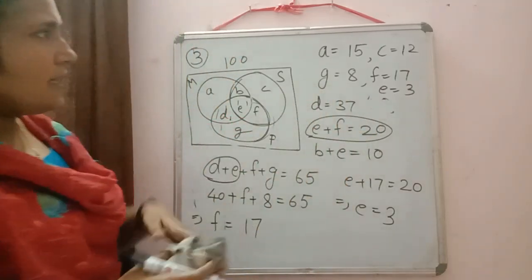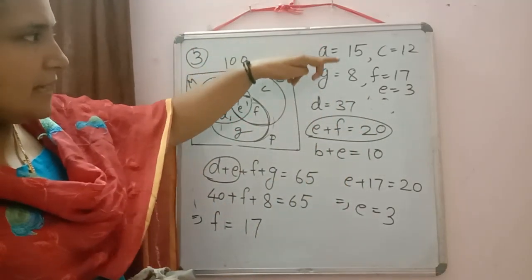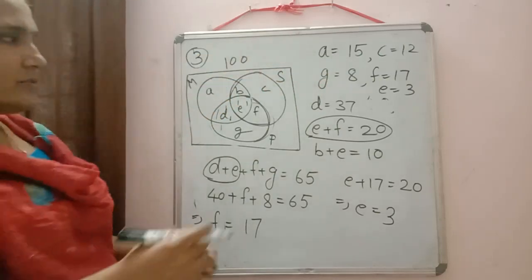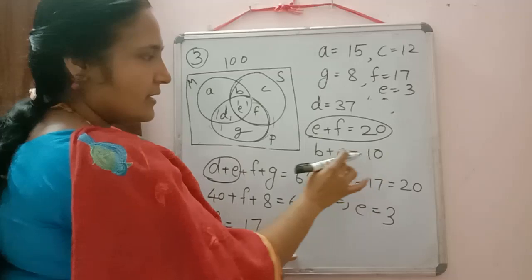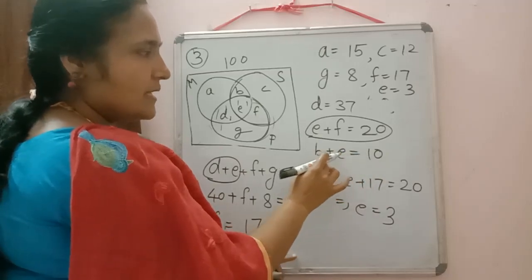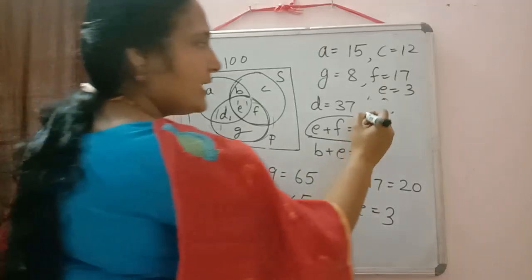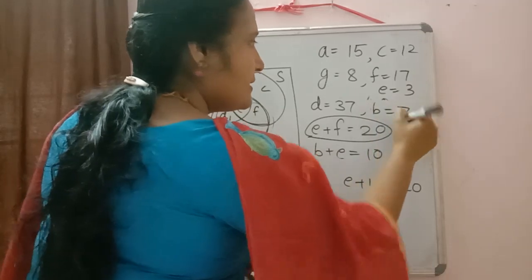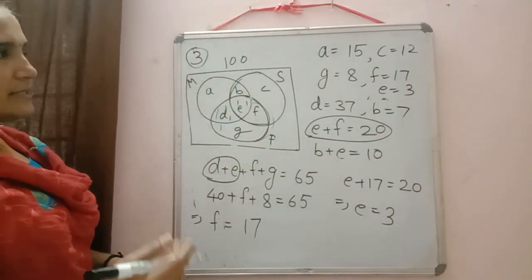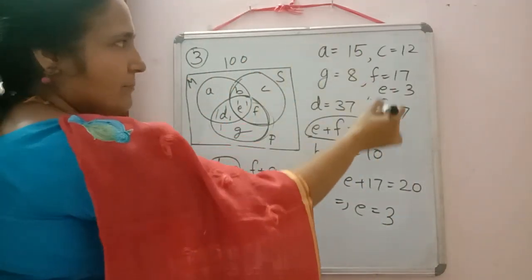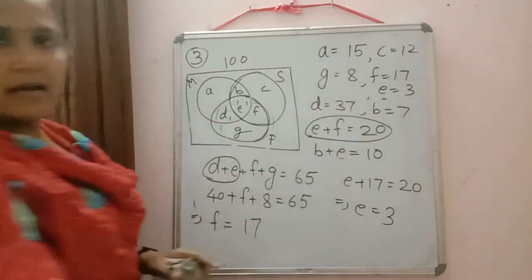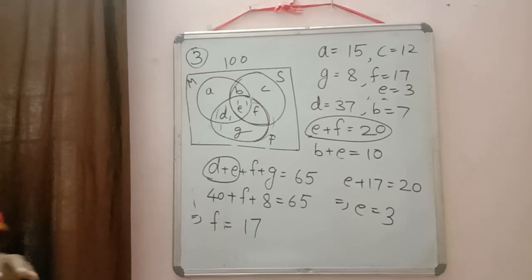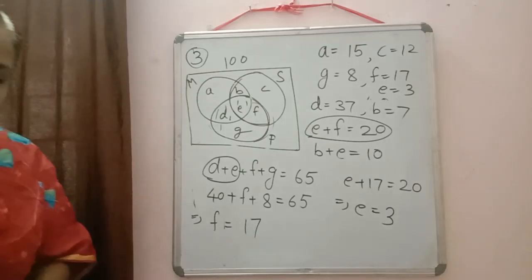Now which one is remaining? A we have, B I think we have not got. So here you can check. B plus E is equal to 10. E is equal to 3. So B is equal to 10 minus 3, 7. So we are getting B is equal to 7. So once again check, we have A, B, C, D, E, F, G. So we have got all the alphabets there. Now just to check the question.